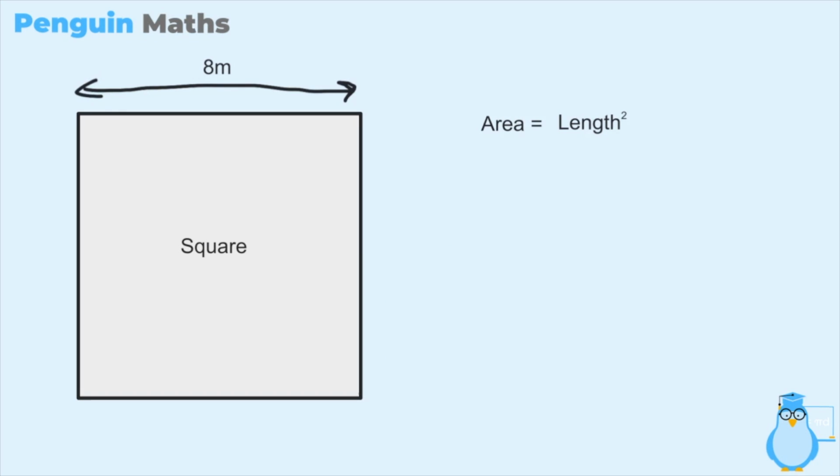So let's have a quick example. We can see that we have been given the length here equal to 8 meters, and because it's a square, this must mean that this side and that side all must equal 8 meters as well. So if we have a look at our formula, we can say that the area is equal to 8 multiplied by 8, which is the same thing as 8 squared.